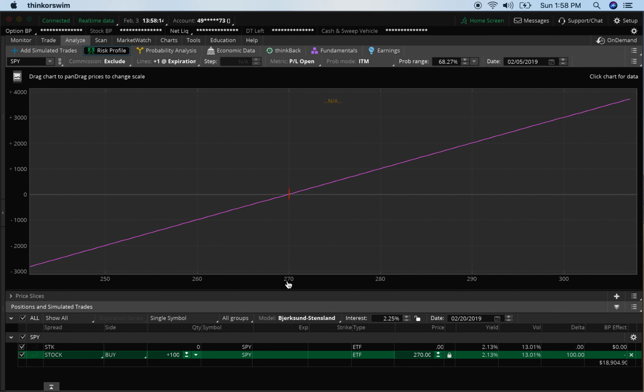So on the bottom, and this chart doesn't include commissions, so the calculations are done without commissions just for simplicity, so keep that in mind. So right here is your break even at 270, right? That's where you bought the stock. You remember, this isn't options. So you bought the stock at 270. You make no money if the stock is at 270, right?